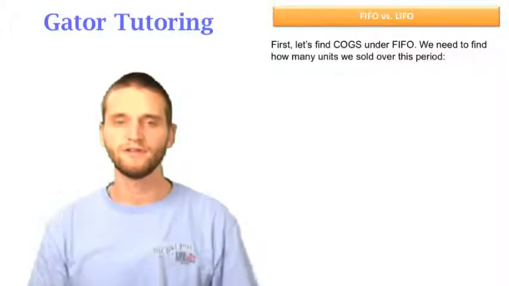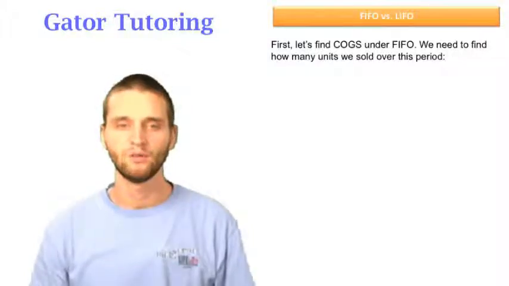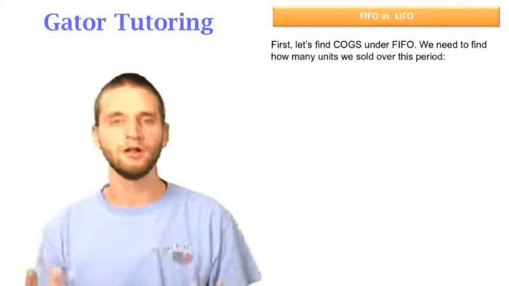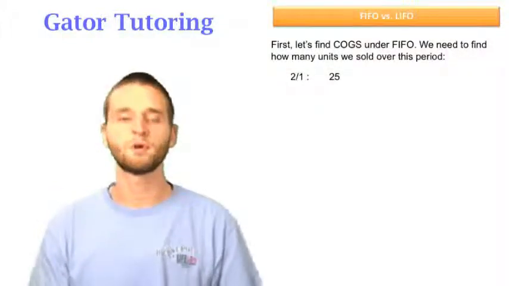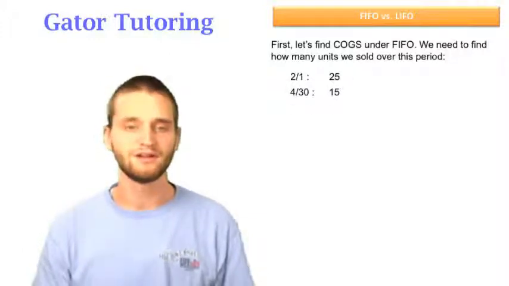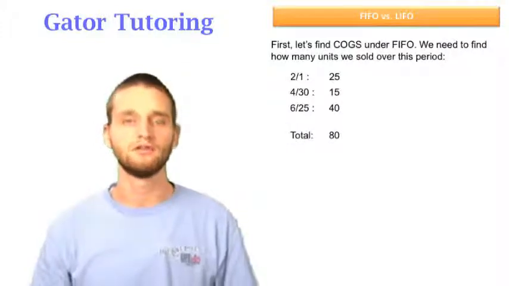So first, let's find the cost of goods sold under FIFO, first in, first out. We need to find how many units we sold over this period. So we want to find out the total amount of units we've sold to our customers. Well, on February 1st, we sold 25. On April 30th, we sold 15. June 25th, we sold 40, and that gives us a total of 80 units sold.